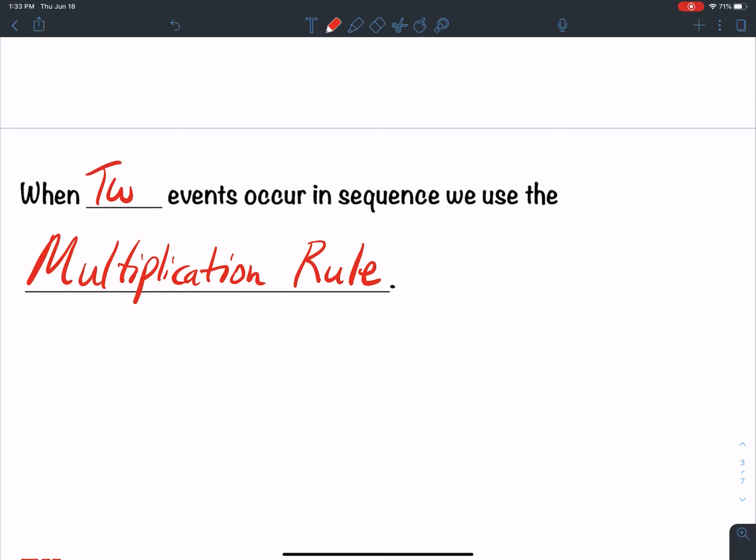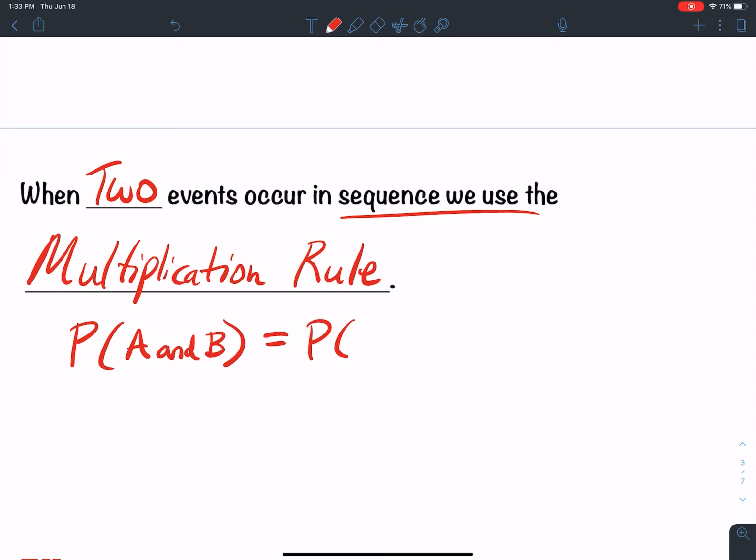So when two events occur in sequence, we use the multiplication rule. All right, so the multiplication rule says the probability of A and B is equal to the probability of A times the probability of B given A just happened. I think of it as sequencing in time, okay? So I think of A and B as the first and second thing to happen.